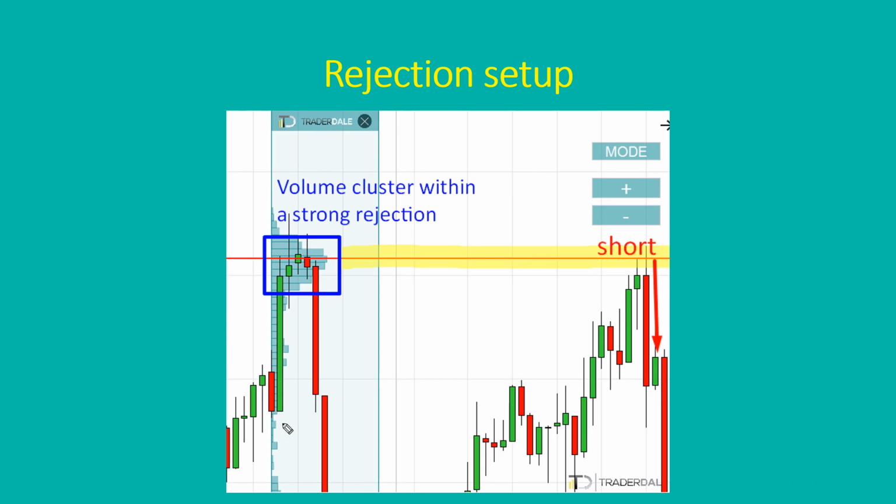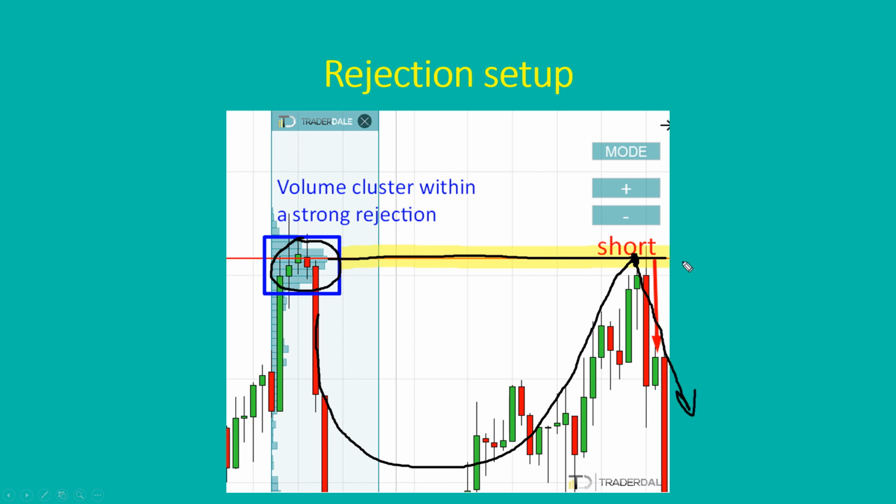This time there were aggressive sellers rejecting higher prices, pushing the price downwards. Now within the rejection area, the heaviest volume cluster was this one, and the heaviest volumes are right there. So you draw a line, you wait for a pullback, and when the price hits the level, you enter a short. No need to wait for any sort of confirmation. Alright, so that's the short trade scenario.